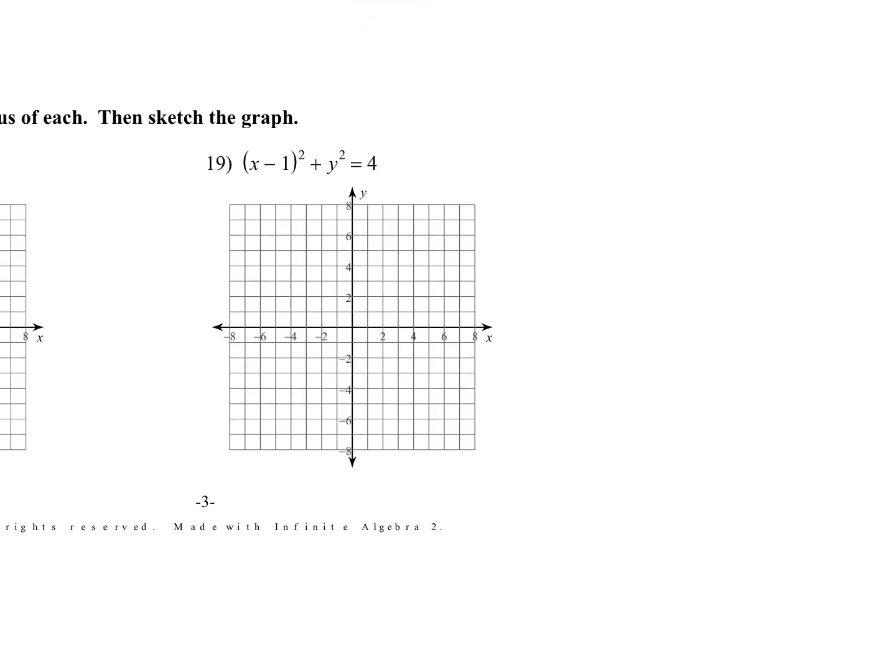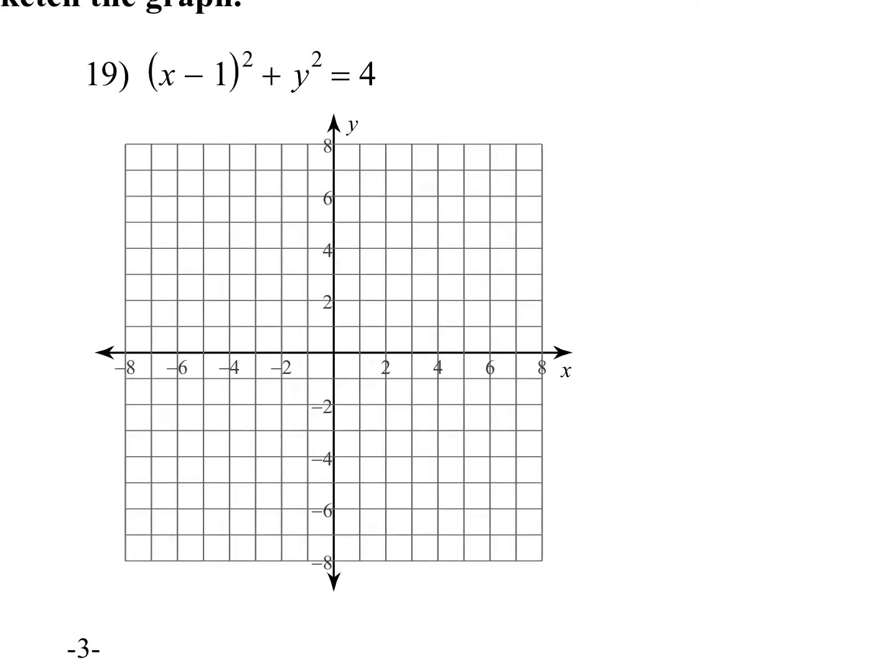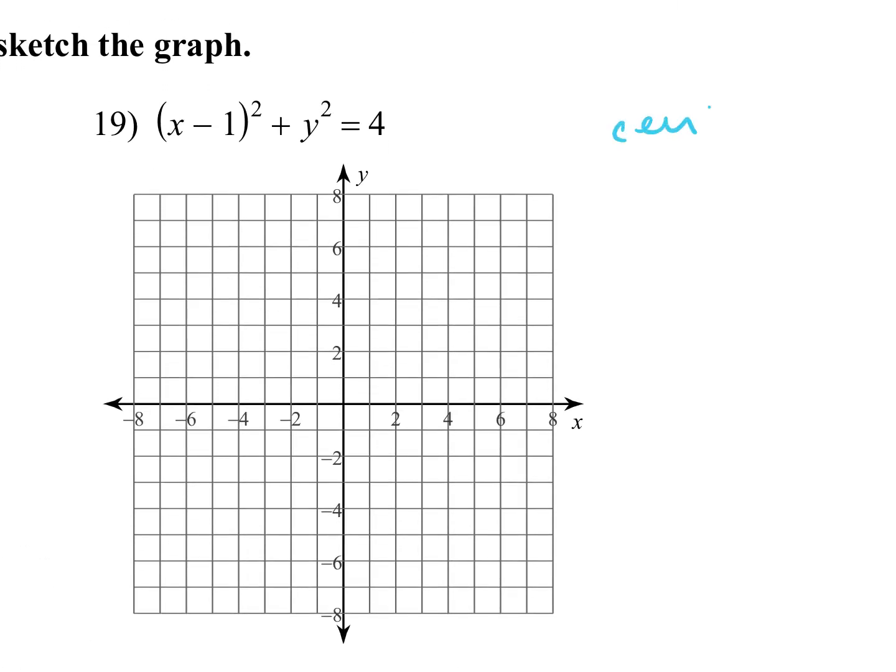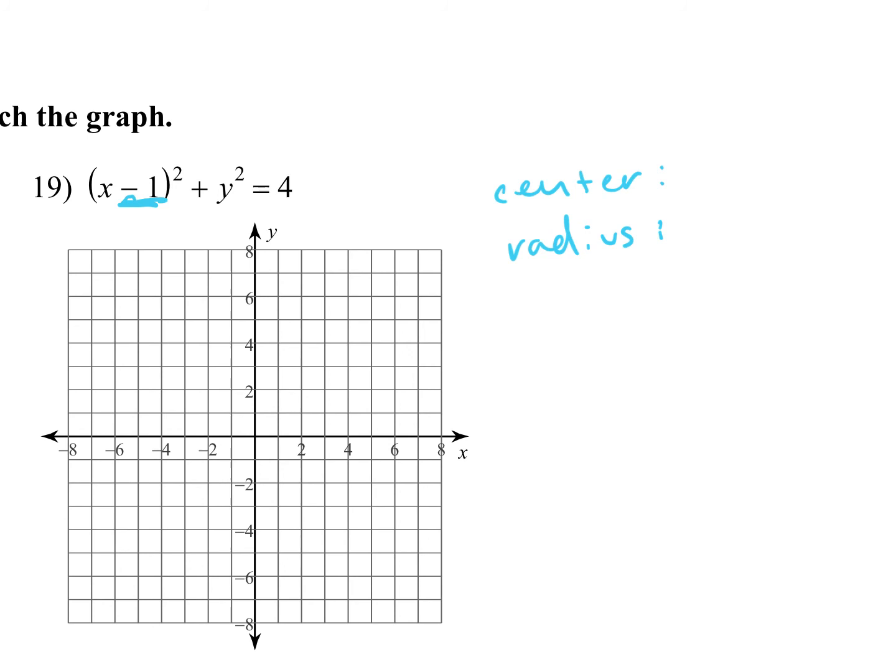All right, let's look at 19. These we're doing the same thing, but just in the opposite direction. It gives us the formula, we have to graph it. So we need to figure out what our center is and our radius. Our center comes from these points here. And remember, we always have to flip the sign. So if it's x minus 1, that would be a positive 1 for our x. And then y doesn't have anything being added to it, so it would be 0. So our center is at 1, 0. So we go to the right one, stay on 0.